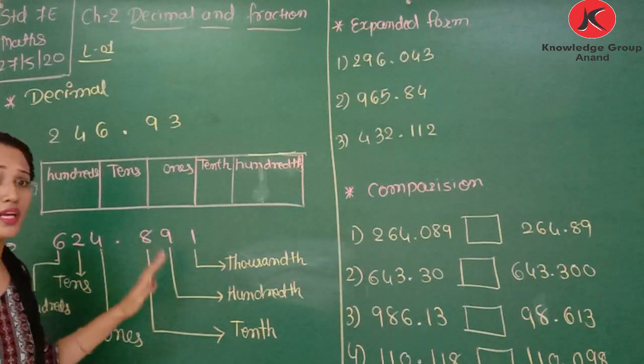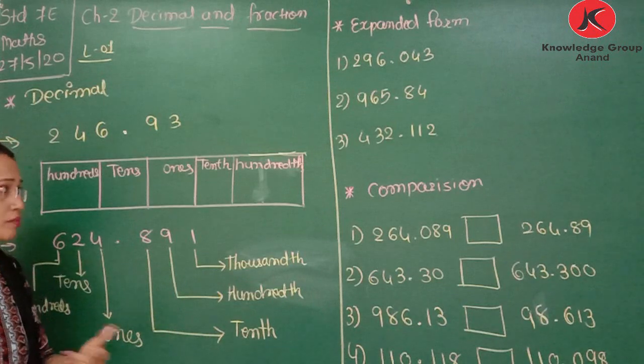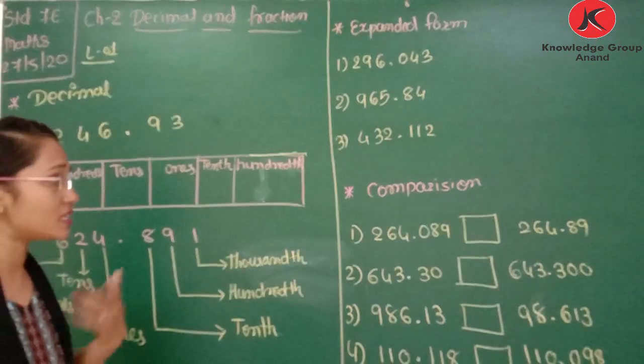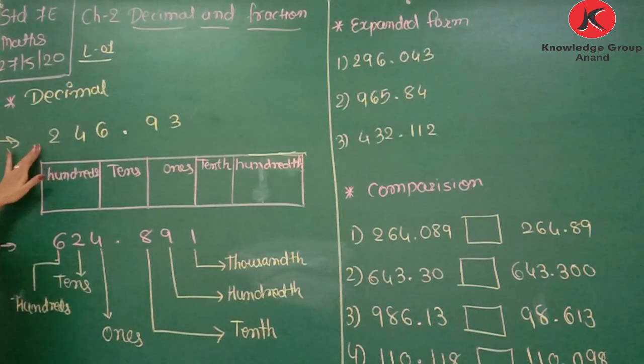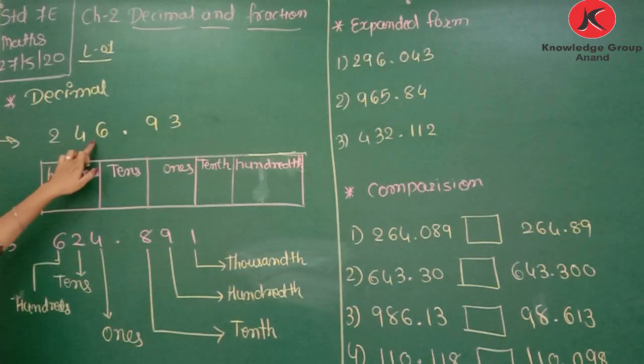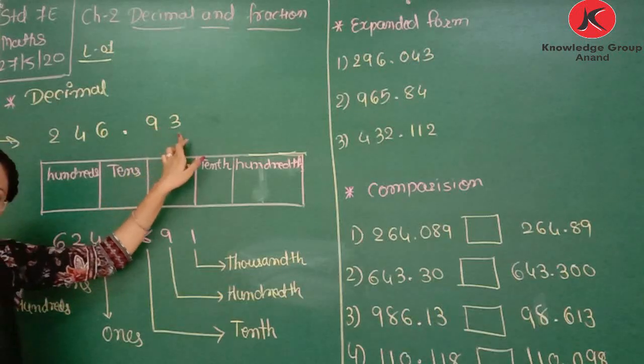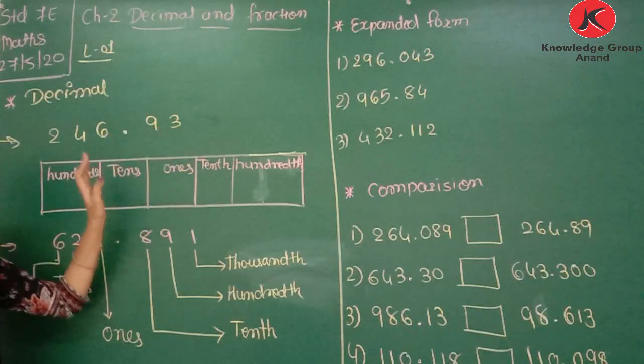Decimal number we already learned in previous standard. Decimal number already learned karela cha. Okay, so let's revise that topic. What we have learned, let's say this is the number, decimal number 246.93. So what is the place value of each place?